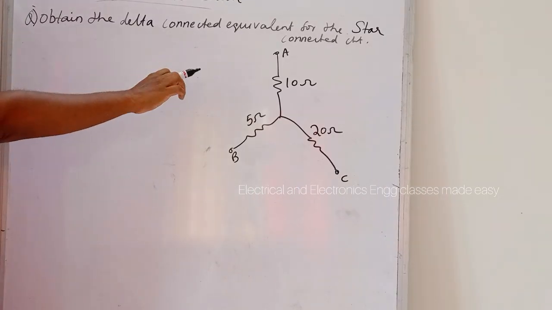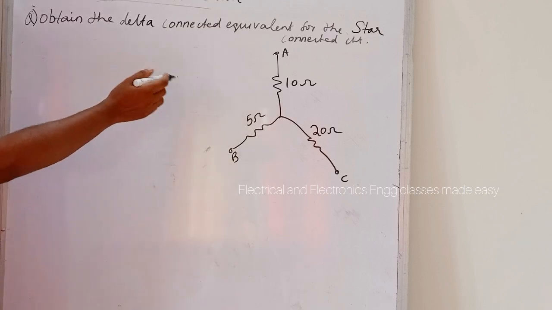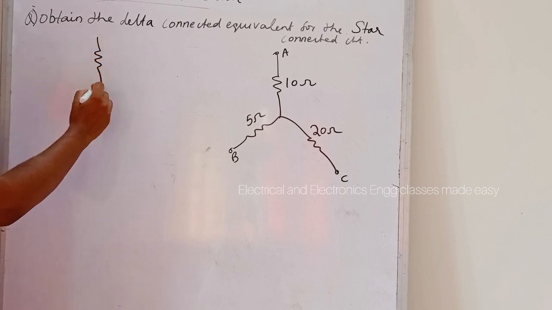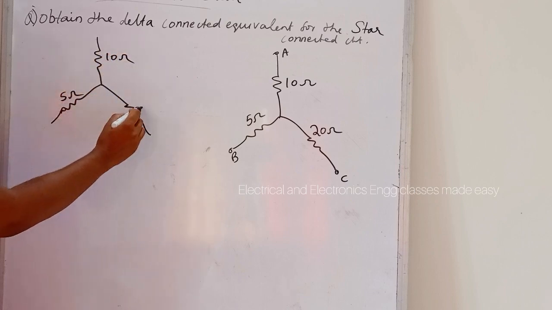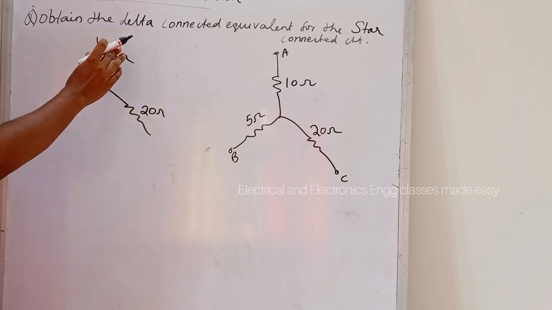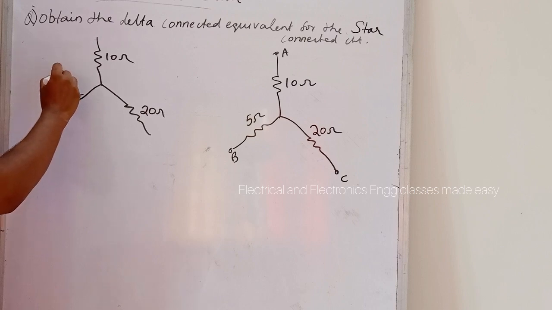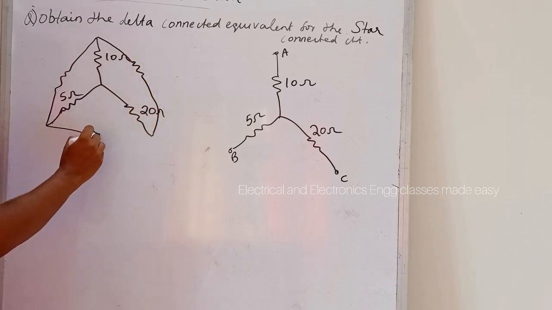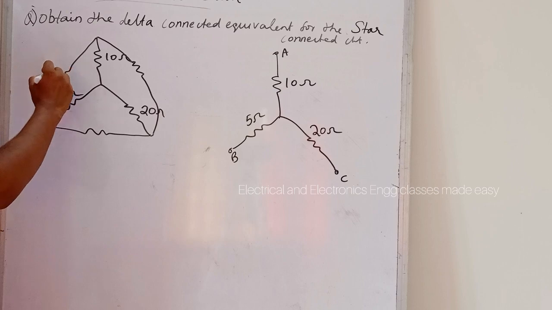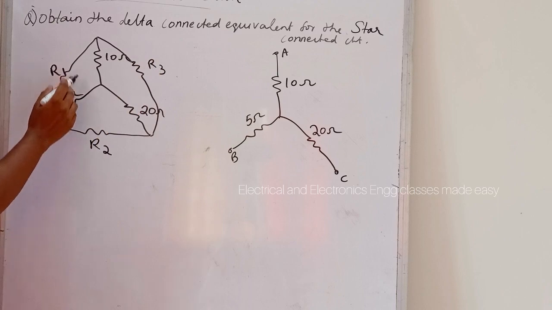Obtain the delta connected equivalent for the star connected circuit. So this is the given circuit, with 10 ohm, 5 ohm and 20 ohm resistances. To convert into a delta connected circuit, there will be one resistance here, here also one resistance, and here also one resistance. Let R1, R2 and R3 be the resistances in delta connection.